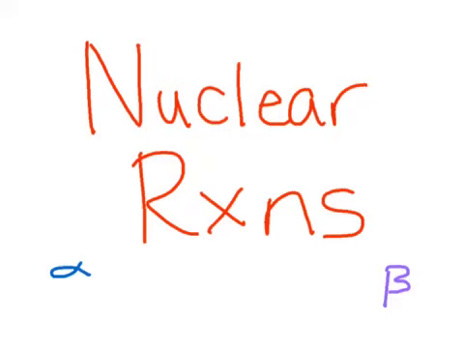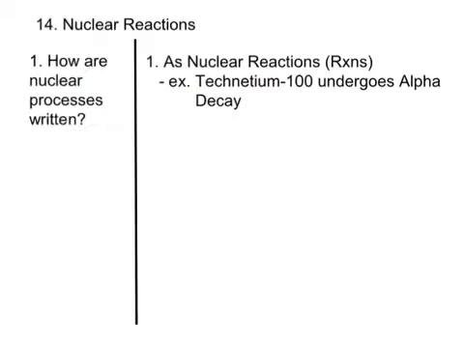We're going to finish up our last notes about the nucleus of atoms with these notes called nuclear reactions. Our first question is, how are nuclear processes written? And the answer is as what we call nuclear reactions. Now, reactions are often abbreviated RxNS. So you'll see in the future that when I say reactions, it'll probably just be RxNS.